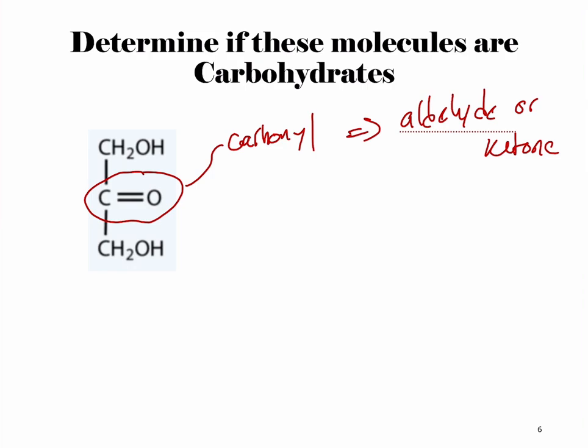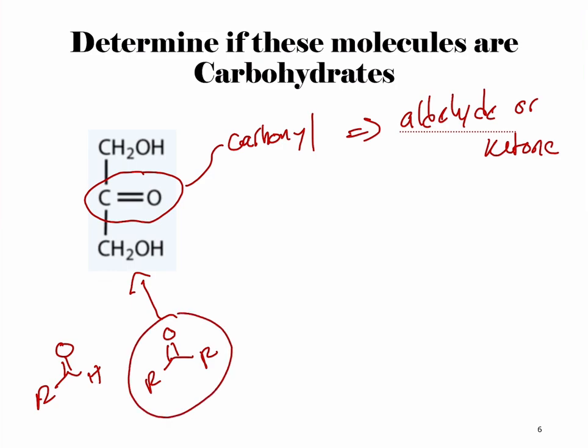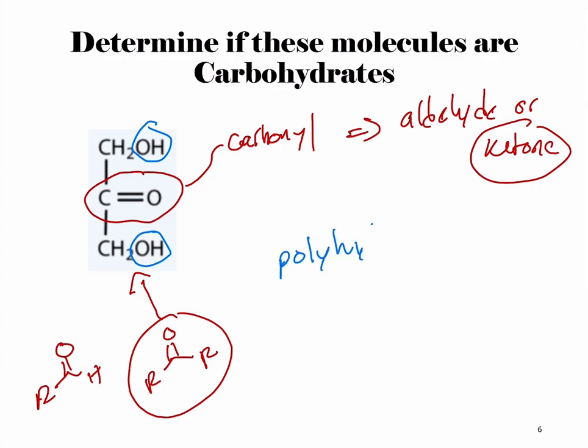Ketone, right? Because an aldehyde looks like that, and then a ketone looks like this. In an aldehyde, the carbonyl carbon is directly bonded to the hydrogen, whereas in a ketone, it's bonded to another R group, right? So this is what we have here, so this is going to be a ketone. And is it polyhydroxyl? Yep, because we have an OH group here and an OH group here. So it is polyhydroxyl, so this is a carbohydrate.